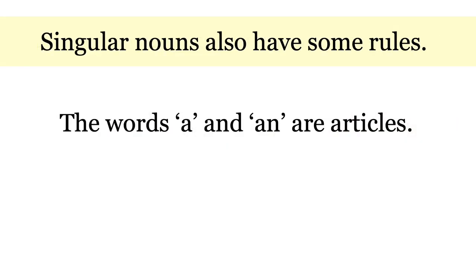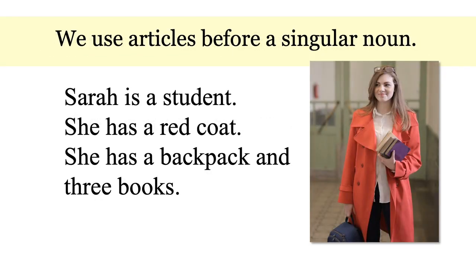Singular nouns also have some rules. The words a and an are called articles. We use articles before singular nouns. Let's look. Sarah is a student. She has a red coat. She has a backpack and 3 books. Notice the a in front of the singular nouns. But here we have 3, so we don't need an article.